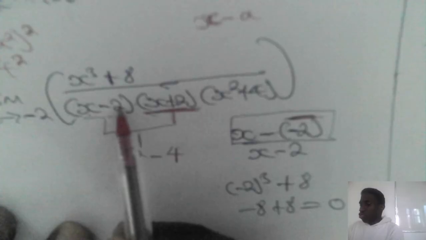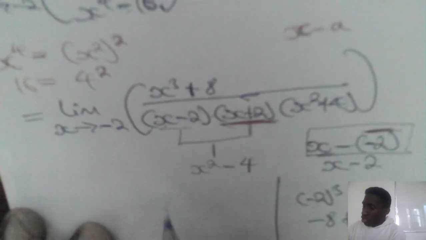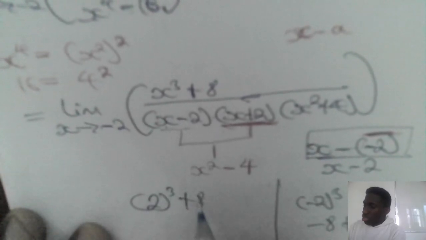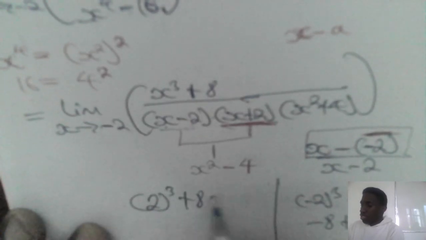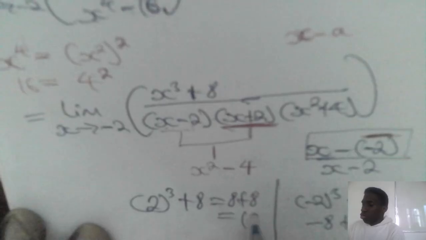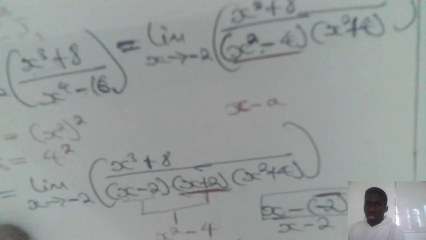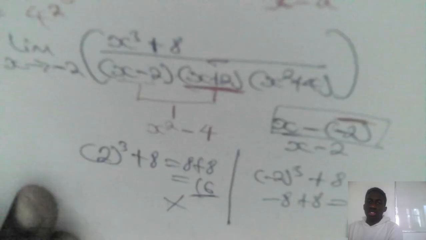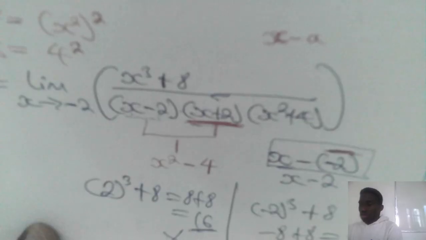But as for x minus 2, if you had used x minus 2, if you want to compare it, it would have given us 2 cubed plus 8. Substituting 2 here, 2 cubed plus 8 is equal to 8 plus 8, which is equal to 16. So it's not 0, so no. The one that gave us 0 is the one we are using, but as for this one, the answer is no, we are not using it. So it means that x plus 2 is the one we are going to use. So basically, this is what we're doing. We are rewriting the limits in this form.